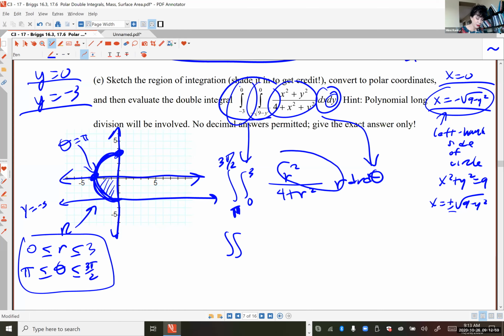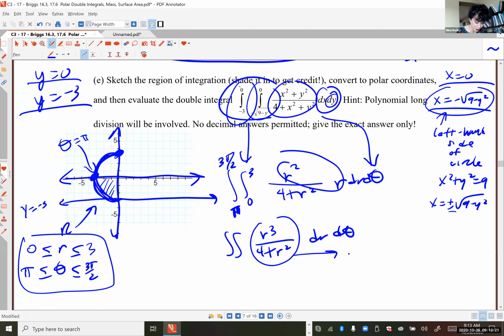Folks, you do have to multiply your r's together before you integrate, okay? Now, does anybody remember how to integrate this? This is an improper rational function. Calc 2 people? Long division. Yes, long division, people. You got to do polynomial long division.